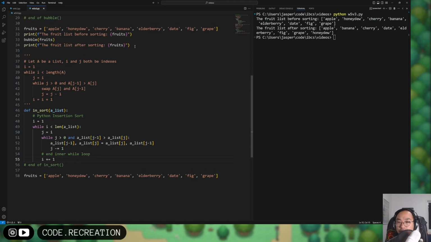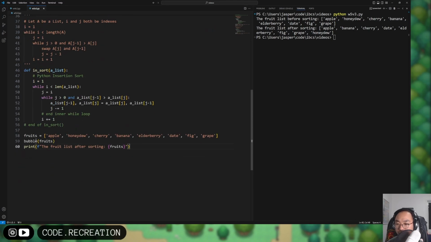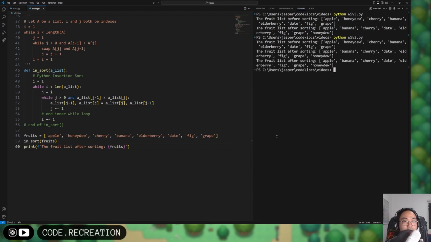So let's say print. We're going to do insertion sort on fruits. And then we're going to get the same sorted list of fruits because we have apple, banana, cherry, date, elderberry, fig, grape, and honeydew. So they're all matching from our previously unsorted list of fruit names.